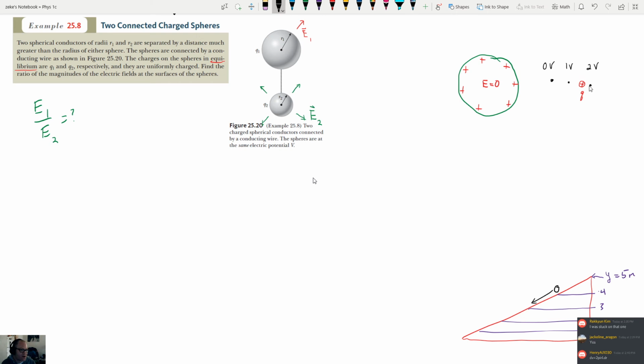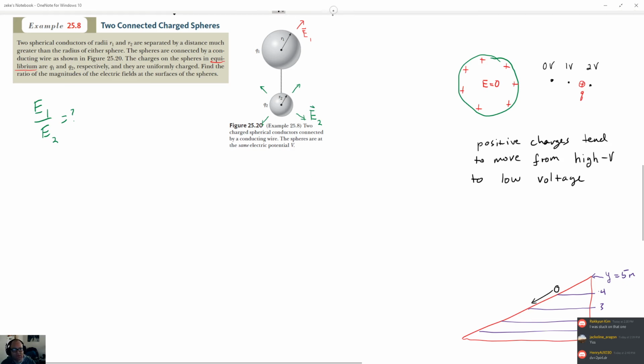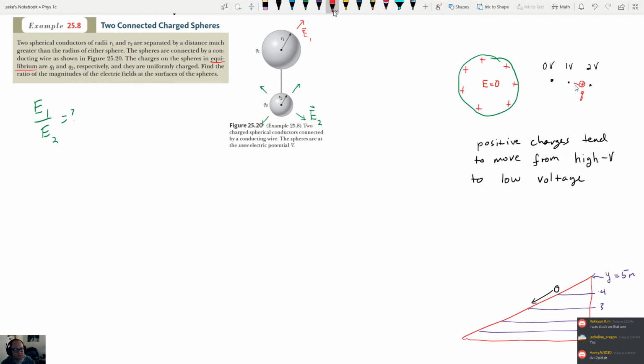So that tells us something about positive charges. Positive charges basically tend to move from high electric potential, or high voltage, to low voltage. It's a kind of hill, right? It goes from high to low. So the force, as Cam was saying, on this object goes this way.